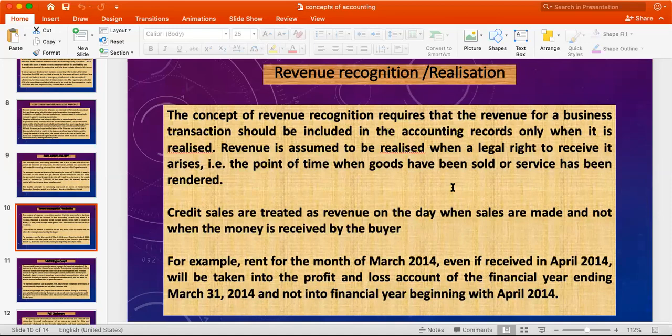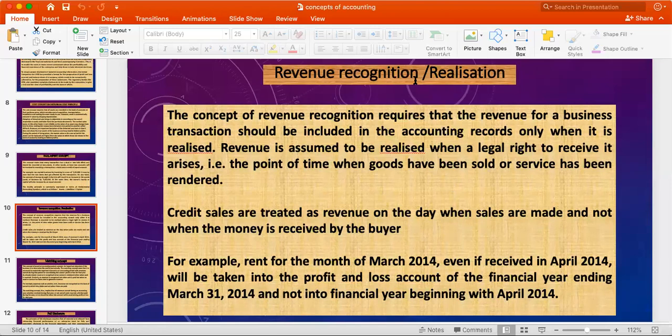Same thing when you buy, this was of buying, when you sell it. Suppose I sold goods to a debtor, to a customer, but he is not going to pay me the money today. So same thing, I will consider my sales on today's date, 16th of April. I will not write it on the future date or 1st October. No, you have to record the transaction on that particular day on which the transaction has taken place, on which the right to receive or the duty to pay has occurred. That day will be considered.